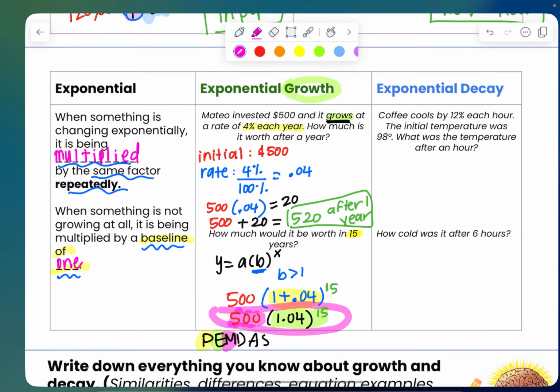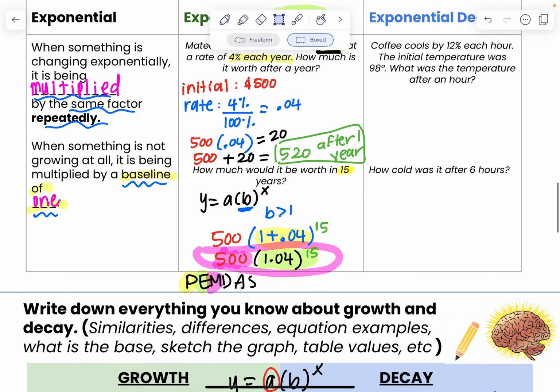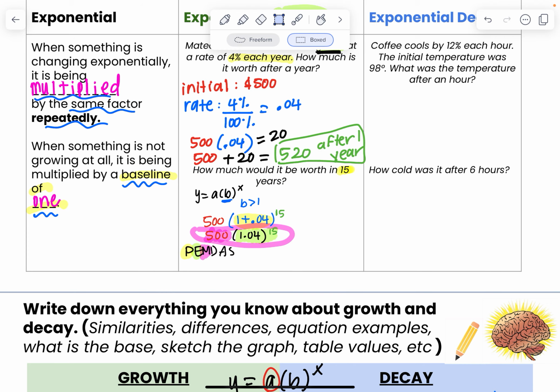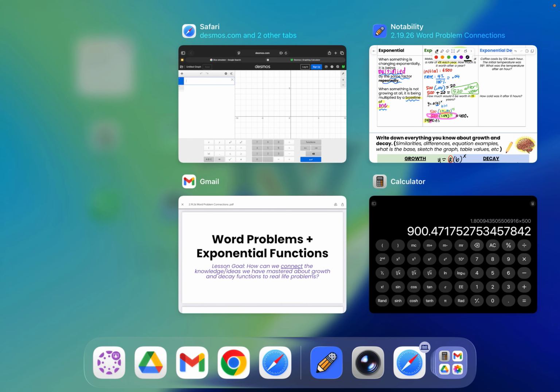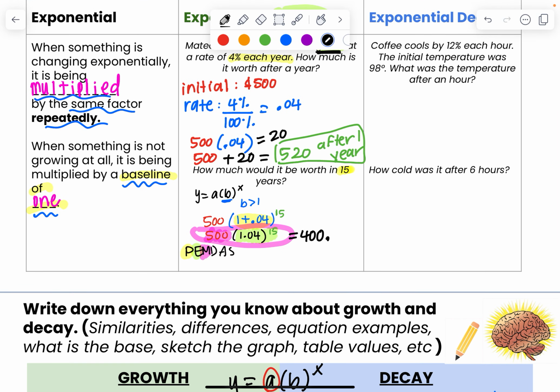900.47. So ultimately, let me give myself a little bit more space here. This ends up giving me, what was my decimal again? Nope, that's 900.47175.